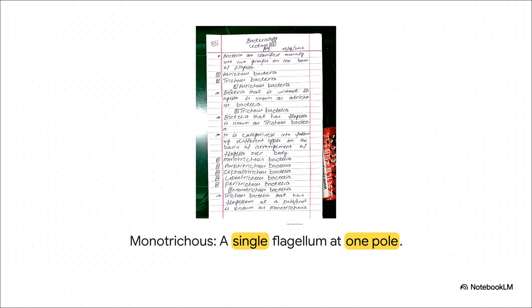But okay. For the ones that do have flagella, it's not enough to just say yes. The arrangement of those flagella is the next big clue. So let's do a quick tour. First up, the simplest one, monotrichous. Mono means one, so it's just a single flagellum, a single propeller at one end.